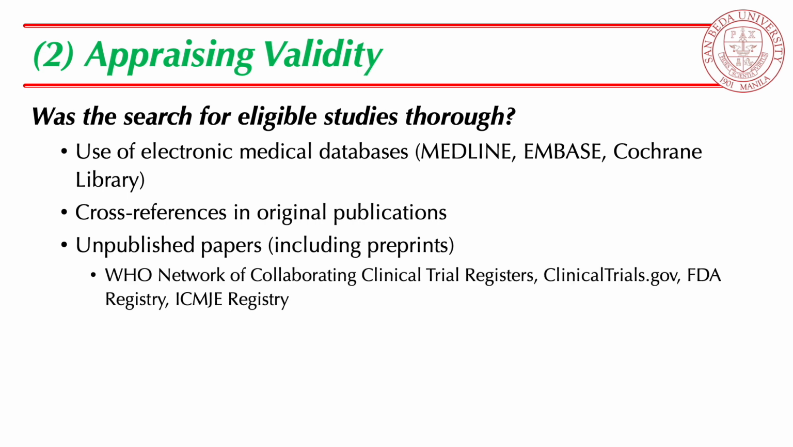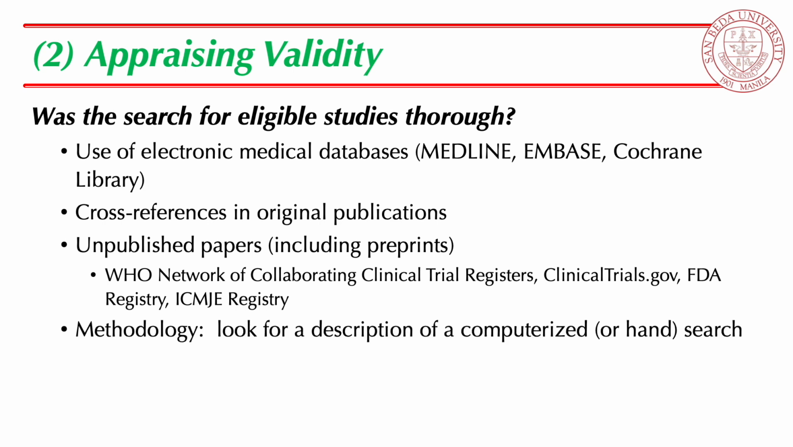Unpublished material can also be retrieved by writing to experts, going through pharmaceutical industry files, or surveying conference proceedings and books of abstracts. Now, a very helpful tip to help you answer this question is by going to the methodology and looking for a description of a computerized search, as well as a hand search of relevant journals, personal communication with known researchers, including drug companies, and other methods of searching for articles both published and unpublished.